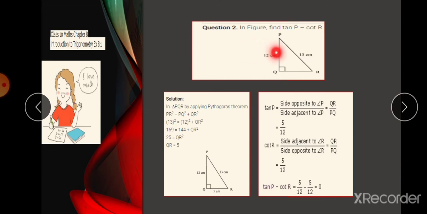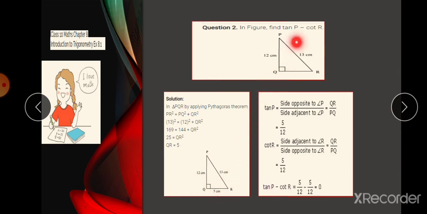In the figure, find tan P minus cot R. They are asking to find tan P and cot R. So now we know the altitude and hypotenuse but we don't know the base. To find this base, again use the Pythagoras theorem. 13 square minus 12 square, you will get 25. What is the square root of 25? 5. Then the base is 5.